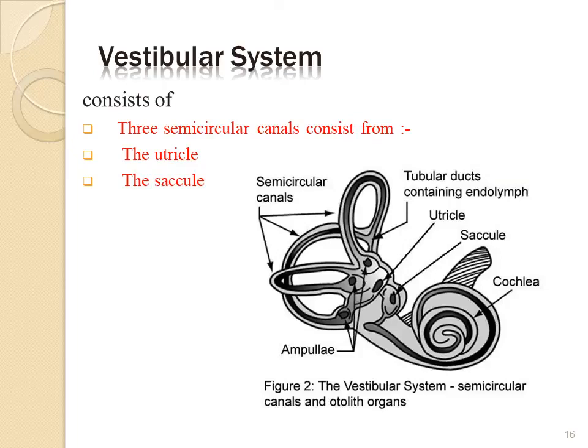The vestibular system consists of 3 semicircular canals. You can see in this picture the semicircular canals, and the semicircular canals consist of the utricle and saccule. So the vestibular system consists of 3 semicircular canals, and the canals are connected to the utricle and saccule.